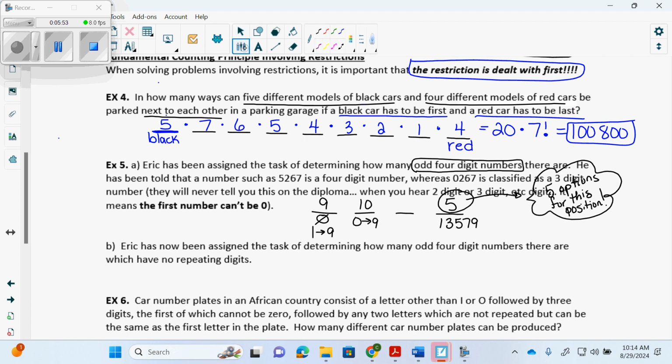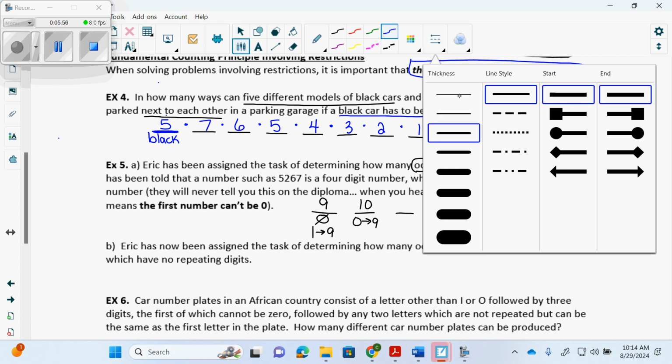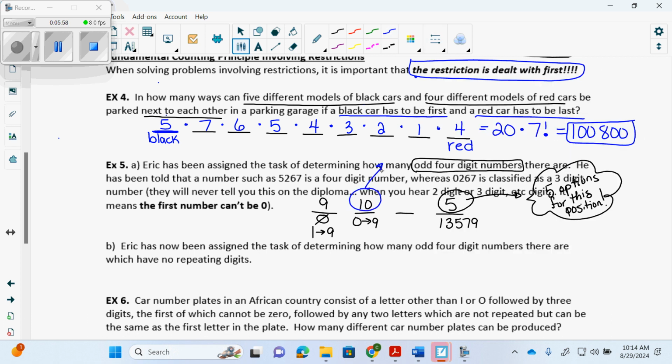So this means 10 options. And then this one I have 0 to 9 again, because there's no restrictions, which is 10. And then people will tell me that's 4,500. That is not 4,500. That is 9, 10, 10, 5. That is what that is. What do I have to remember to always put? Those multiplication dots, correct? You have to remember them.